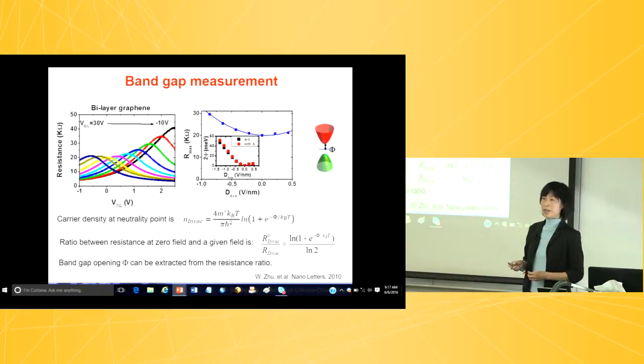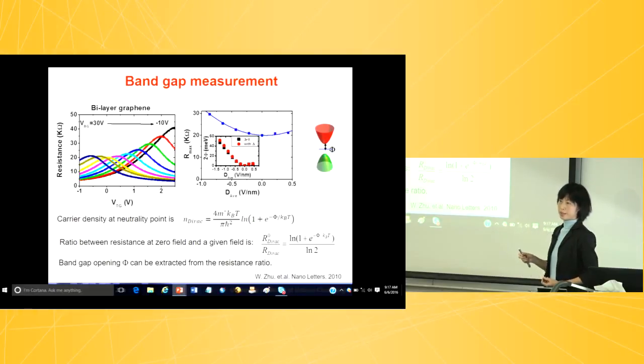For bilayer graphene, if we apply a vertical field, that will increase the band gap from zero to a finite number. And this band gap can be measured electrically. The left graph shows the resistance of the graphene transistor as a function of top gate at different back gate voltage. So the maximum resistance, corresponding to the resistance at the charge neutrality point, is a function of the total electrical field built up by both top gate and back gate.